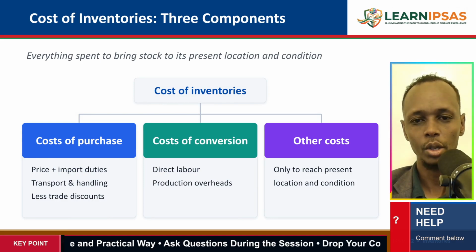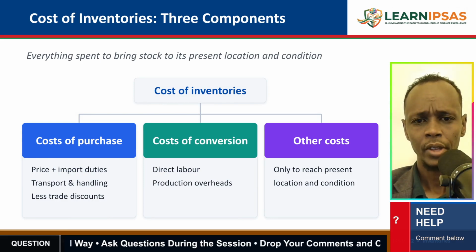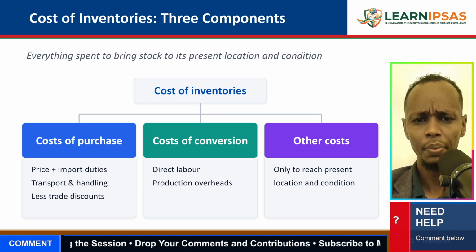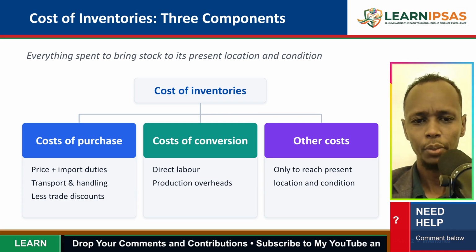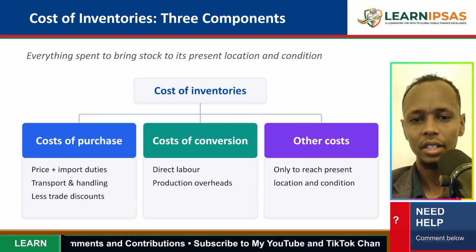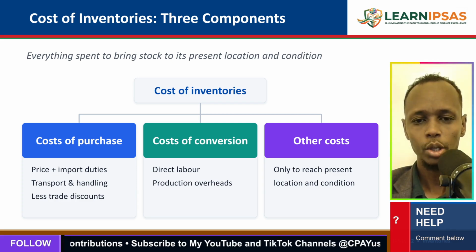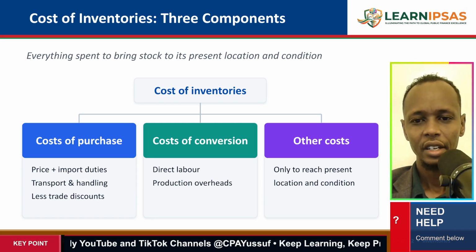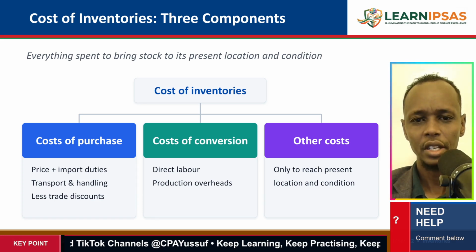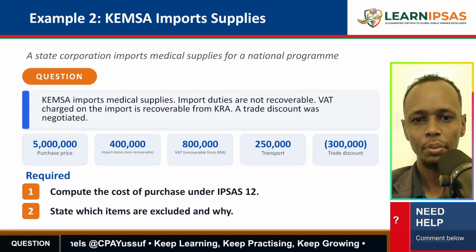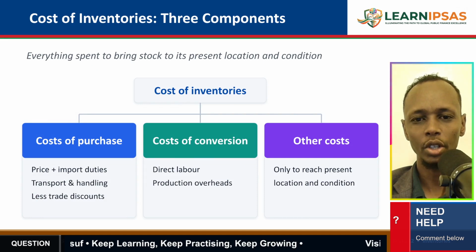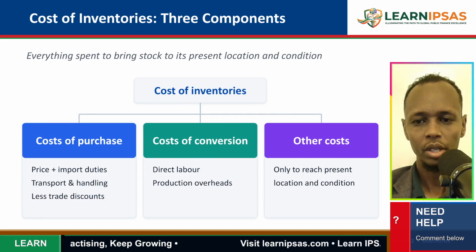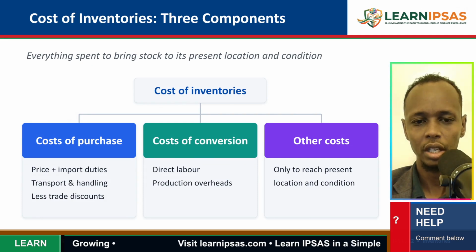Okay, cost of inventories. Now let us come back to cost. What forms part of cost? Cost of inventories is the cost of purchase. The purchase includes price plus import duties plus transport less trade discounts. Then cost of conversion, direct labor and production overheads. Then other costs. What this simply tells you is that any cost that will bring that asset to its present condition and location, you will put it under inventories.